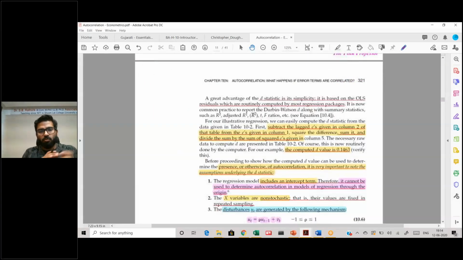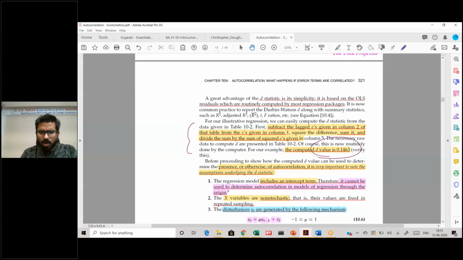This is essentially what you do. Now, coming to the valuation of it. What we have computed, all of your statistical software always have this D statistic mentioned there, and suppose in our case we have mentioned this as 0.14.